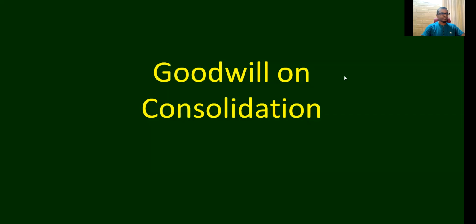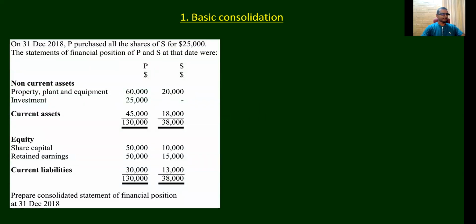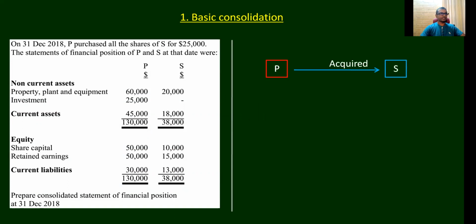In this video, I'm going to first talk about basic consolidation and then calculation of goodwill. So when moving on to basic consolidation, if we take an example, company P acquires S, and very importantly, P purchased all the shares of S.